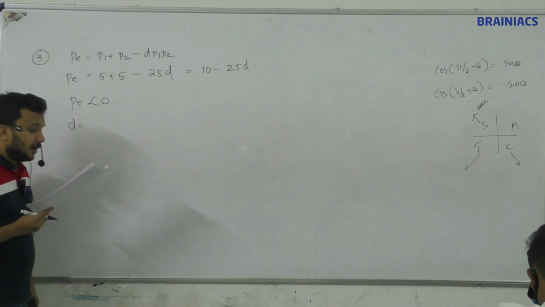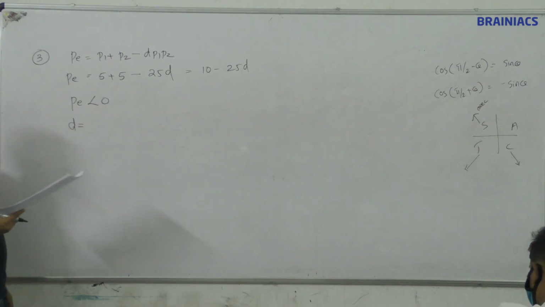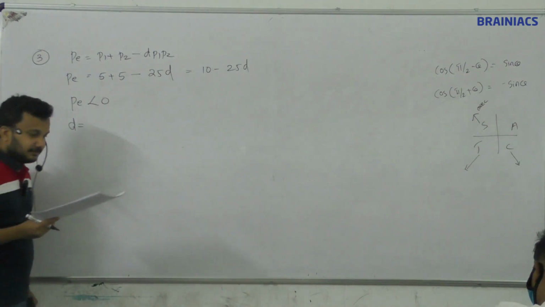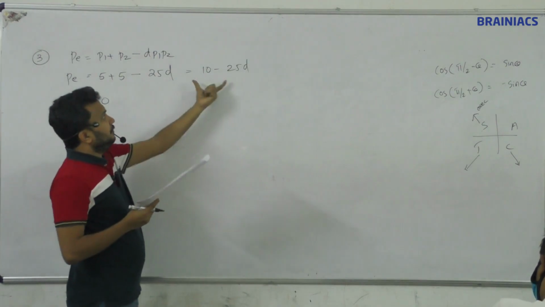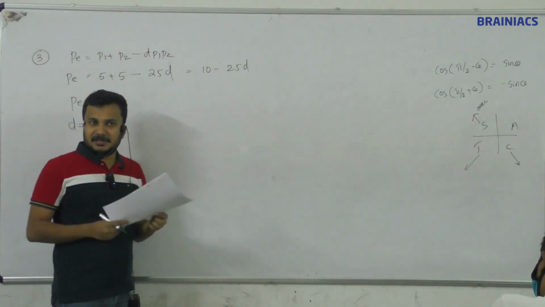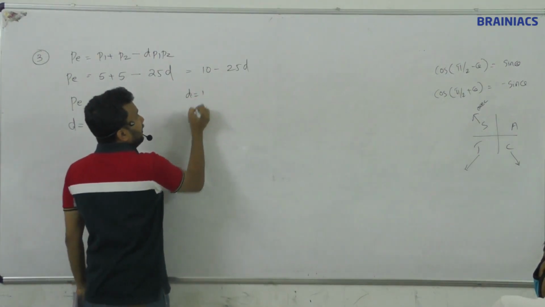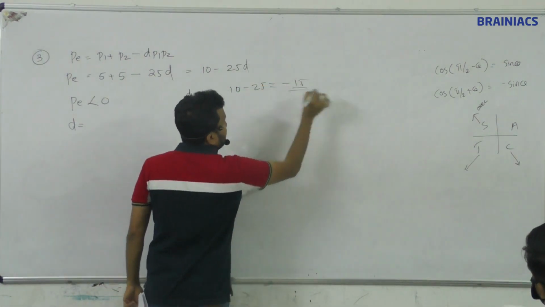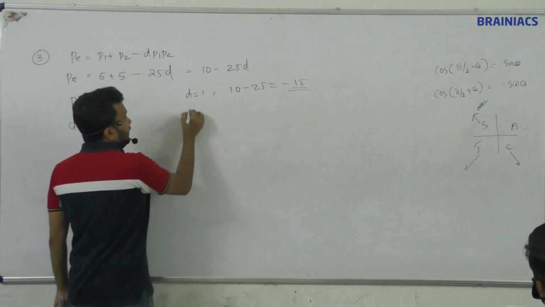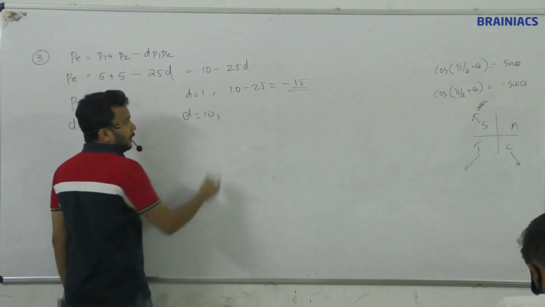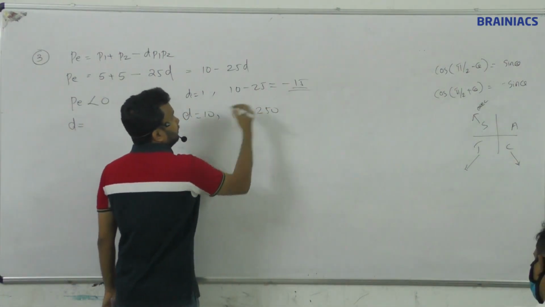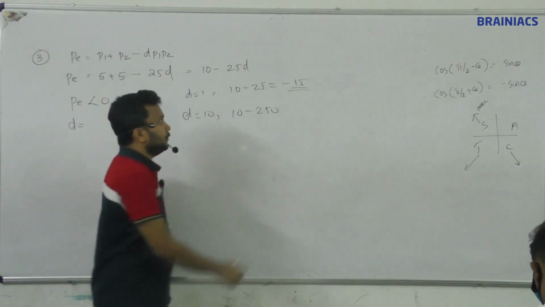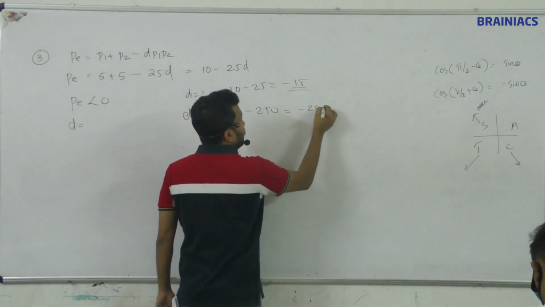Equivalent power will always be negative. It is always negative, when the total value will be negative. Suppose when D is equal to 1, what will you get? 10 minus 50, you will get minus 40. It's correct. When D is equal to 10, what will you get? 10 minus 250, minus 240. This is correct.